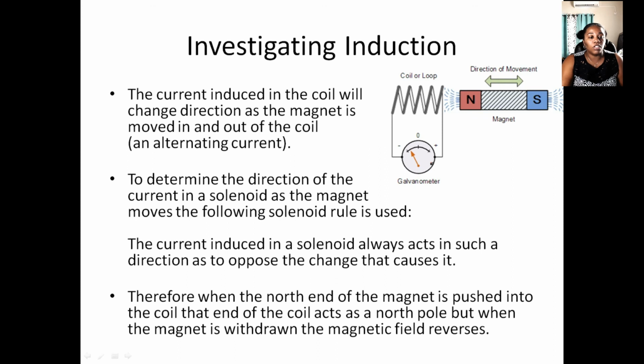To determine the direction of the current in a solenoid as the magnet moves, the following solenoid rule is used. The current induced in a solenoid always acts in such a direction as to oppose the change that causes it. Therefore, when the north end of the magnet is pushed into the coil, that end of the coil acts as a north pole. But when the magnet is withdrawn, the magnetic field reverses.